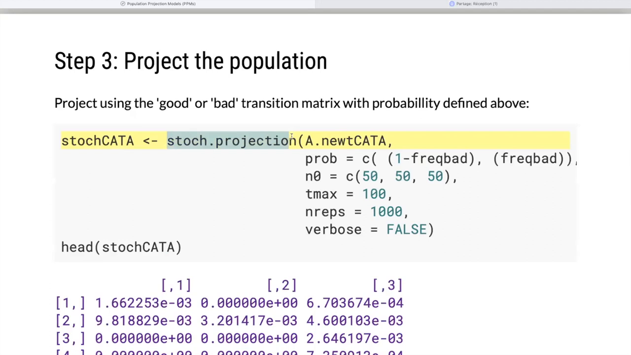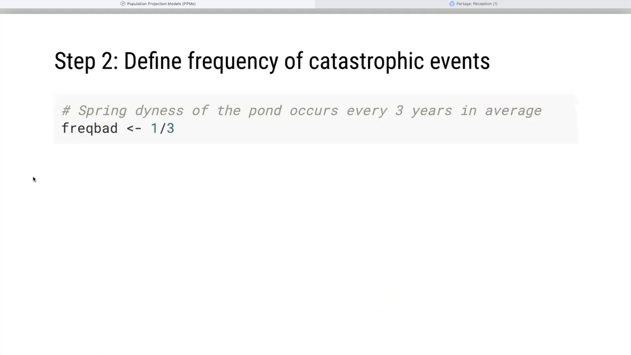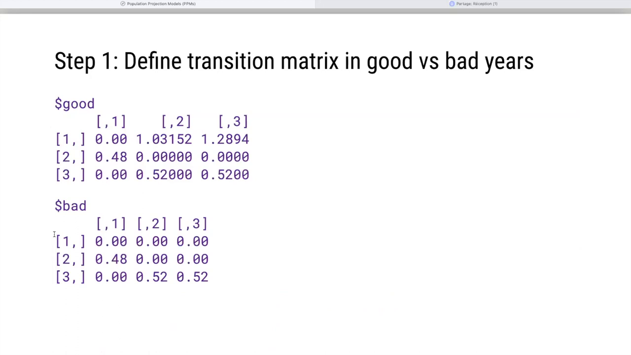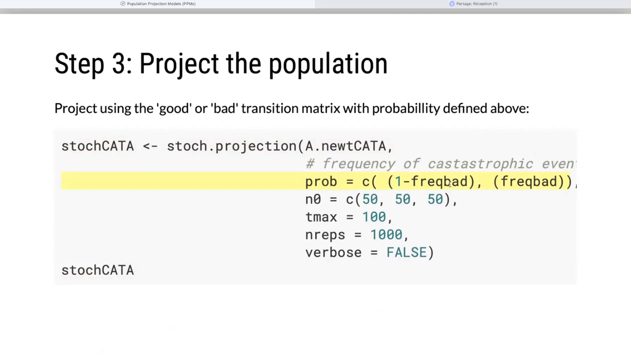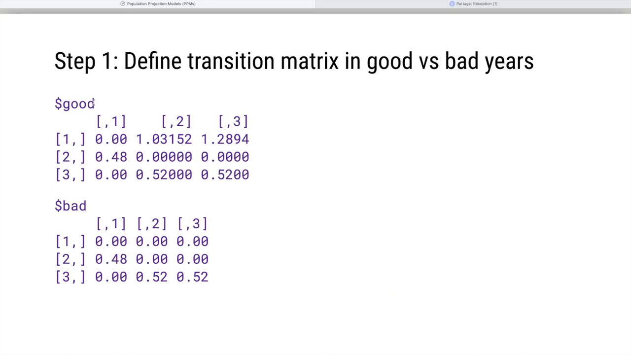So the function is the same, stoch.projection, and we give it as an entry a list of 2 matrices, the good and the bad. It reminds me of a movie. So that's what is in our list, the good matrix and the bad matrix. I called it newt.cata. And then we provide the probability of a good year happening and the probability of a bad year happening. So be careful that here you put them in the same order. If the first matrix is the good year, here you should first provide the probability of a good year. Okay.